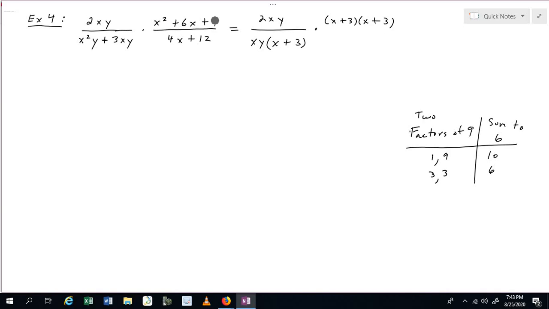By the way, this is a perfect square trinomial, so you could also use the formula for the perfect square trinomial to factor. Okay, and then on the bottom here, the first thing is to pull out the greatest common factor, which happens to be a 4. And when you pull a 4 out, you're just left with x plus 3. Now notice we do get some cancellation here, right? This x plus 3 cancels with this x plus 3.